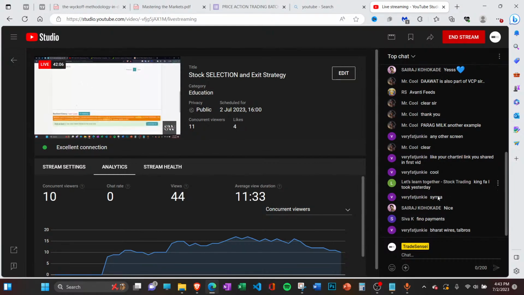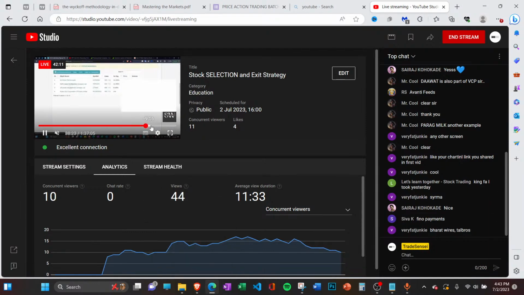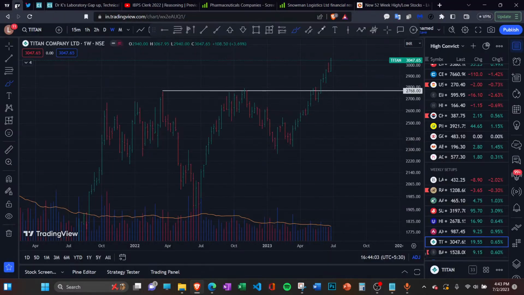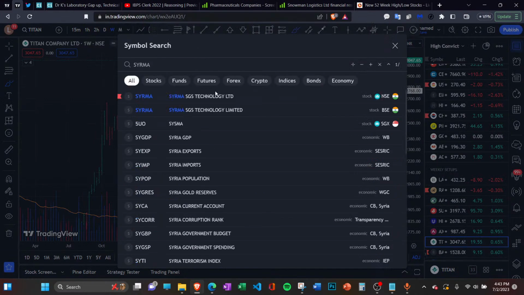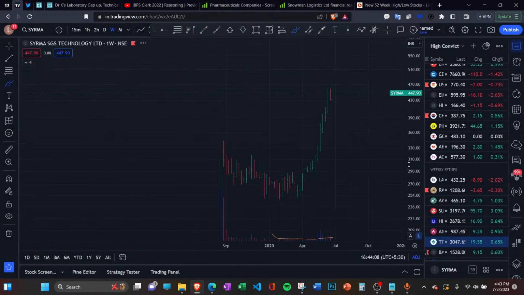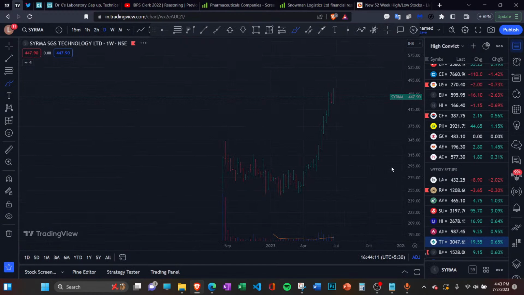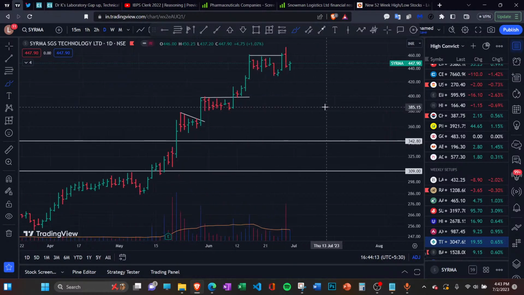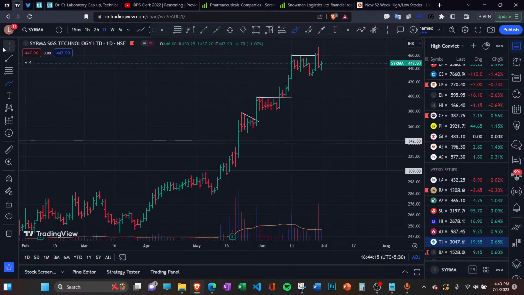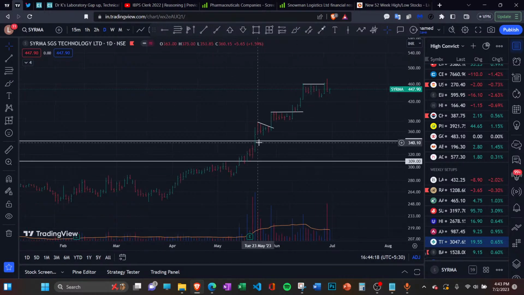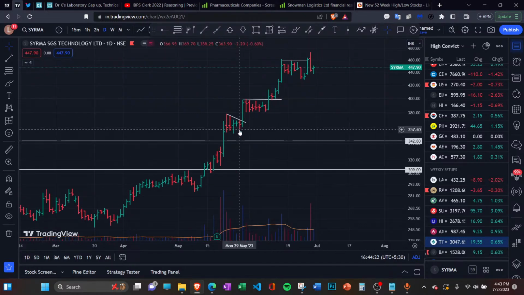Okay, I'll be taking a few of these stock queries. So first is this one. Again a very bullish stock, right? I think I posted it for the first time around here, right after the breakout at this particular level.